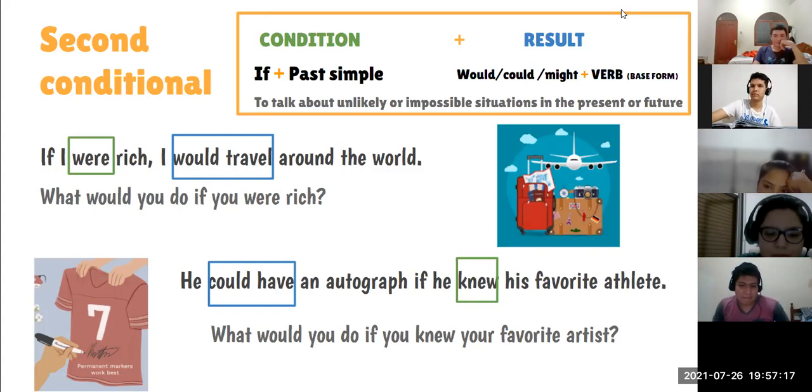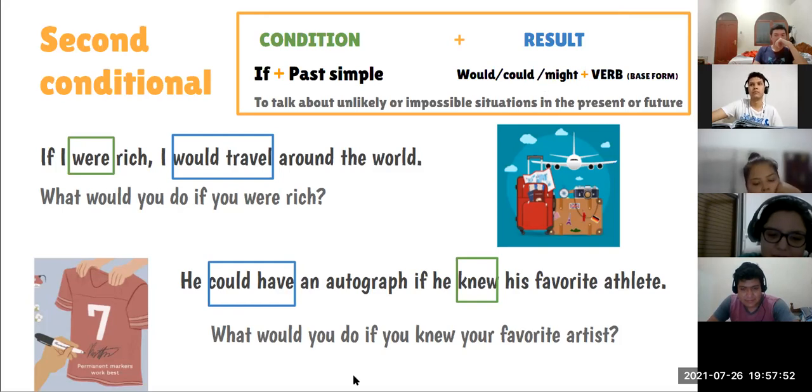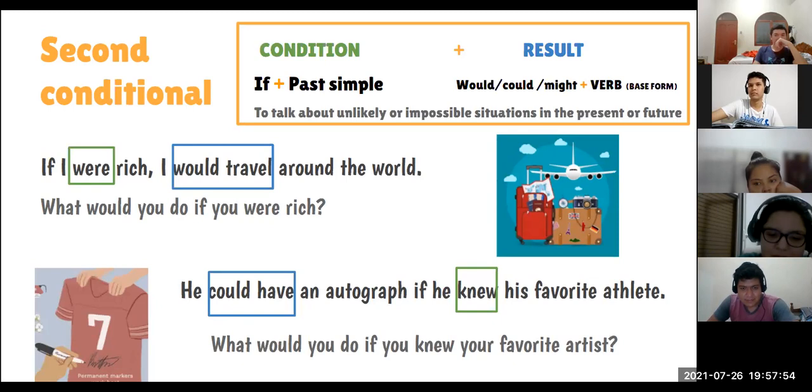What would you do if you knew your favorite artist, singer, celebrity? What would you do? If I knew my favorite famous person, I would try to make his friend. Okay, you would try to become his friend. It's a good idea. Okay, good. So we are going to use the second conditional in this lesson. Do you have any questions before we continue?